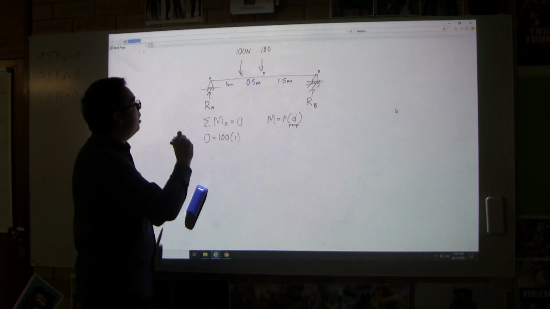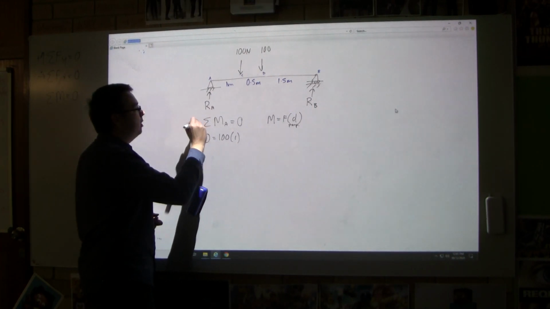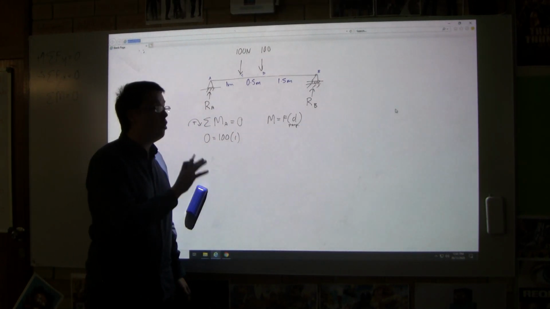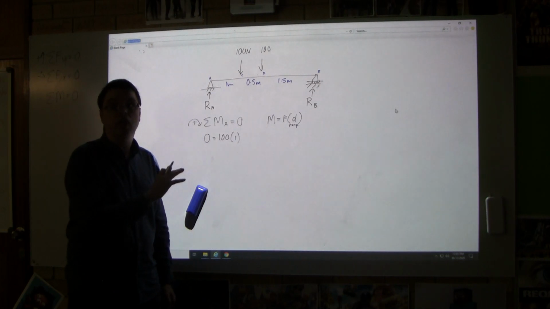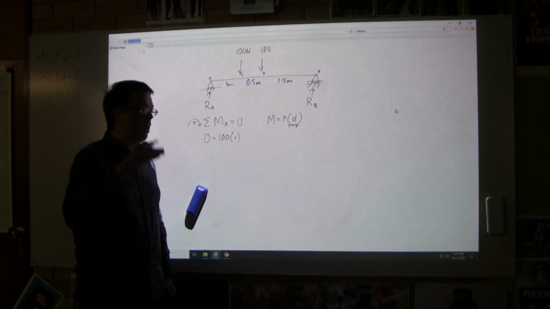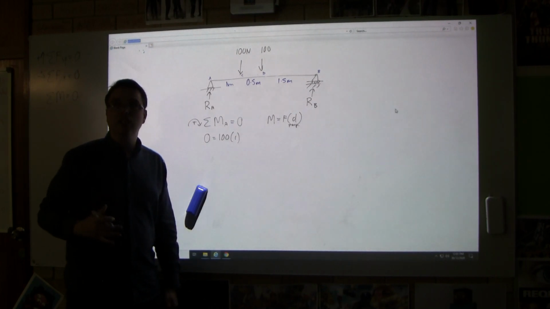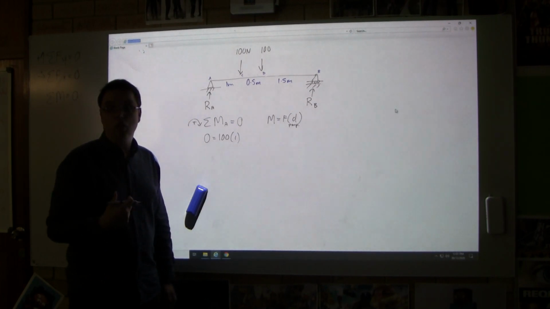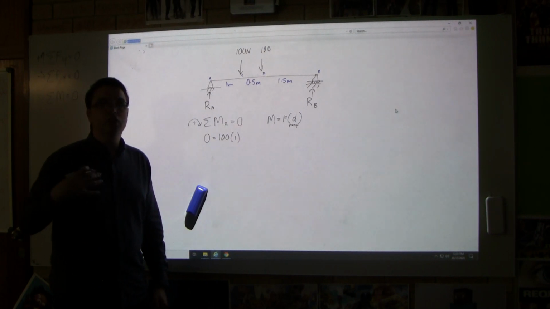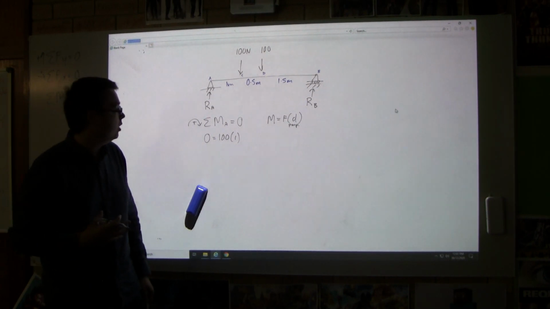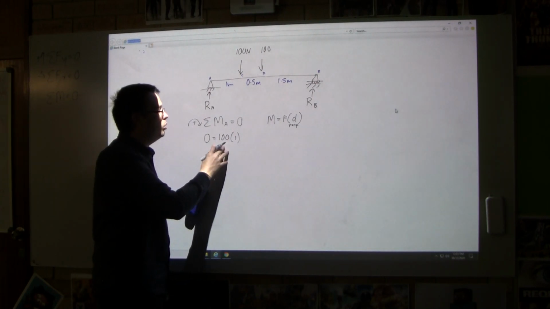Now, I also want to establish a convention of clockwise or anti-clockwise. When I was at high school, and even when I was at uni, I often used anti-clockwise as positive. Once I became a high school teacher, I just said I am going to use clockwise as positive every single time. So you might see HSC answers where they've used anti-clockwise as positive. Me, I have just decided for consistency, I'm always going to use clockwise. Okay, so what I have here is 100 times 1.